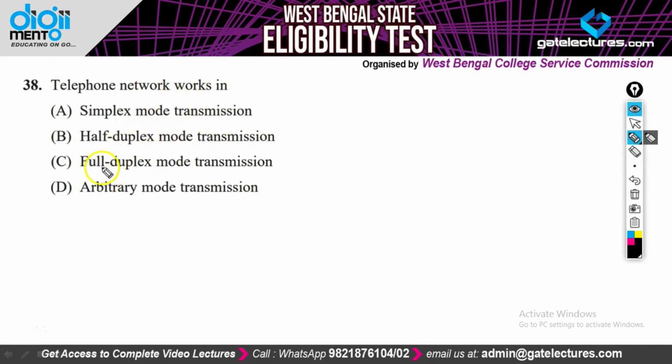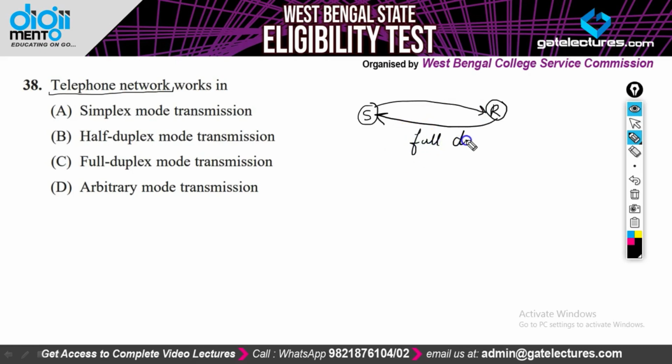So here we have a question which asks, telephone network works in single mode transmission, half duplex mode transmission, full duplex mode transmission, or arbitrary mode transmission. Now we all know when we talk on a telephone, both the parties can communicate simultaneously. Like suppose we have a sender here and a receiver, two people, they can simultaneously exchange the information, and that's why it is known as full duplex communication or transmission. So for the telephone network, the answer C is correct.